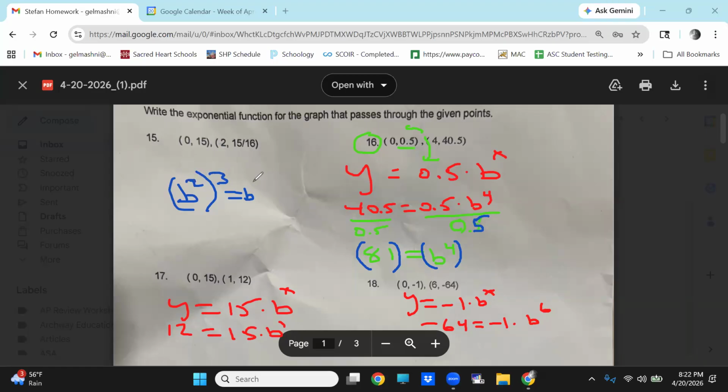Would that be b to the second power then? B to the what? B to the fourth? No, no. B squared raised to the third power. What does that become?